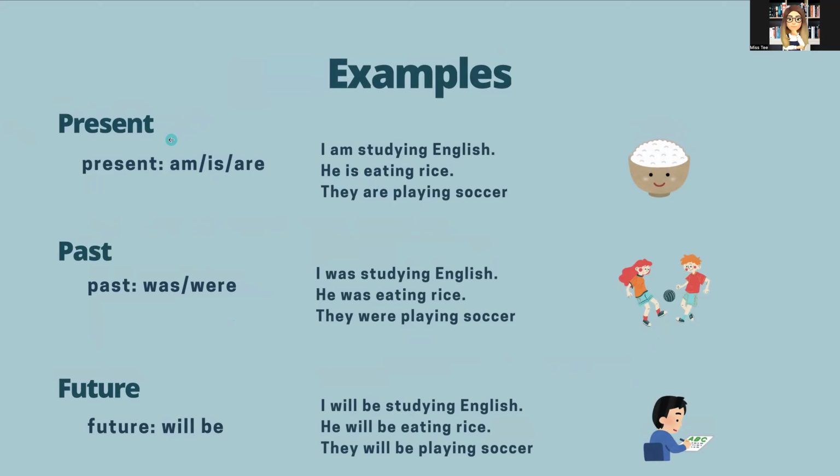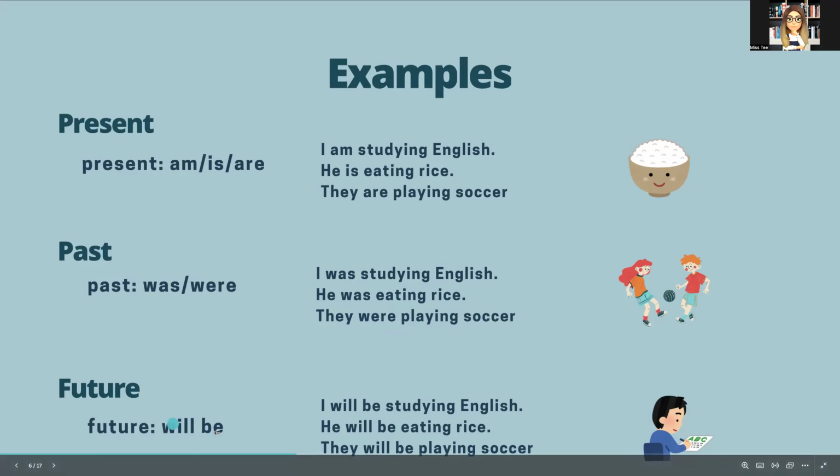So in the present, like I said, we have am, is, and are. So here are some examples. I am studying English. He is eating rice. They are playing soccer. For the past, we have was and were. I was studying English. He was eating rice. They were playing soccer. And then for the future, we always have will be.